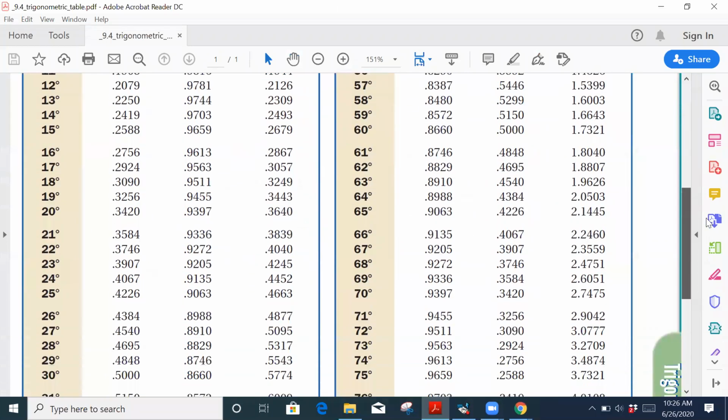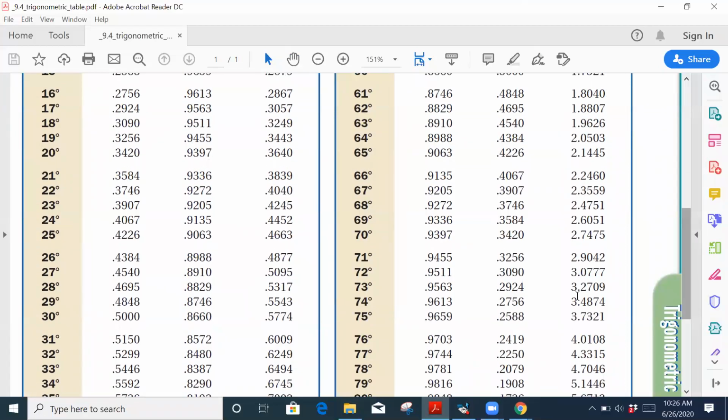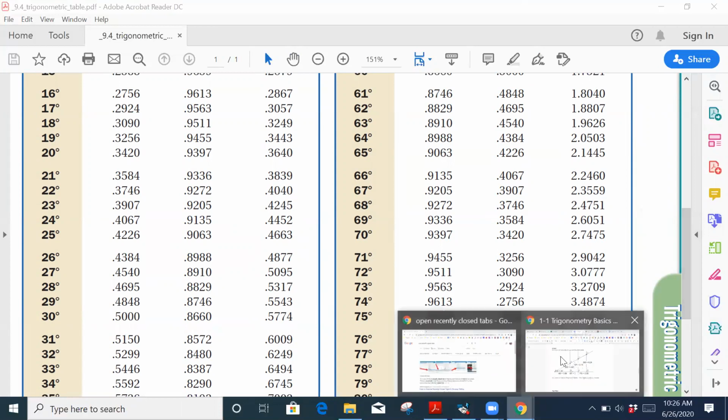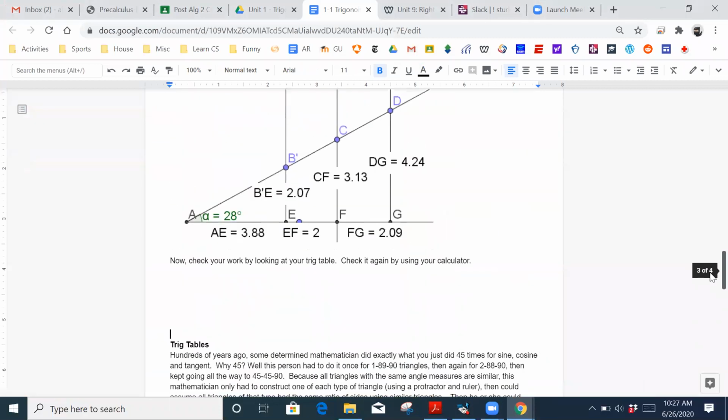If we look at this Trig Table, notice how the third column here is tangent. And we go down to 28, we see it's the same number, 0.5317. Okay, now trig tables are just stored in your calculator. So that's how the calculator knew the answer. But where did trig tables come from? Well, you can read about them down here, but I'll describe them for you right now.